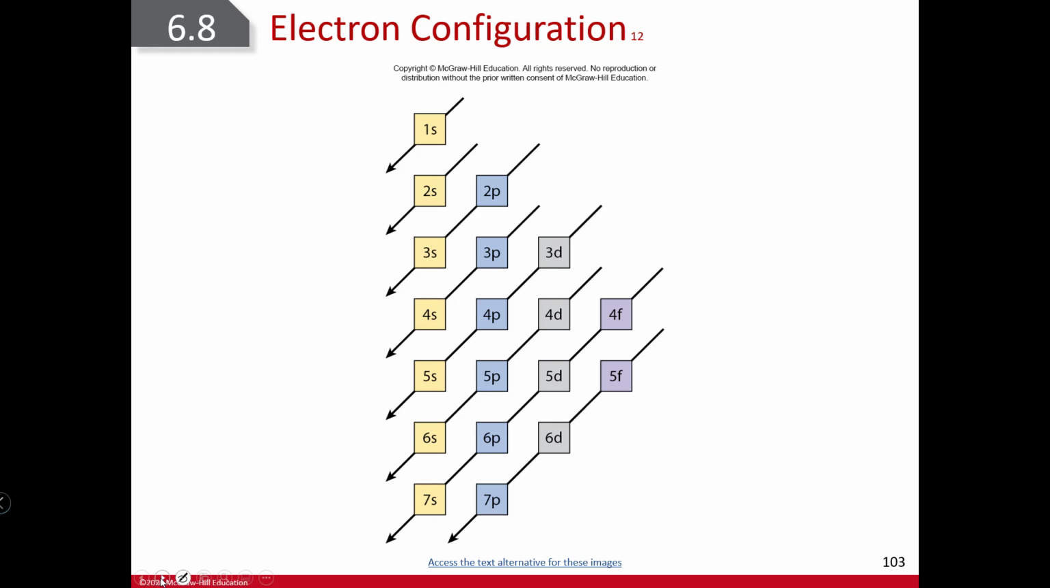And pretty much all you do is you write your levels down. Here's my first level, here's my second, here's my third, fourth, fifth, sixth, seventh. And then you go diagonally through them to see what fills up. So the 1s fills up first, then the 2s, then the 2p, 3s, then the 3p, 4s, then the 3d before the 4p, before the 5s. So either way you want to do it, doesn't matter to me. I think the periodic table pretty much handles this for you.